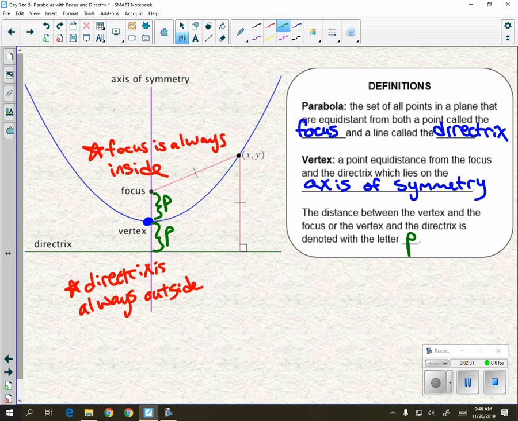Now, because p is a distance, it's always going to be a positive value, right? We don't talk about distance in terms of negative values. You're not negative 3 feet away from the door. You're positive 3 feet away from the door. So p is always positive.